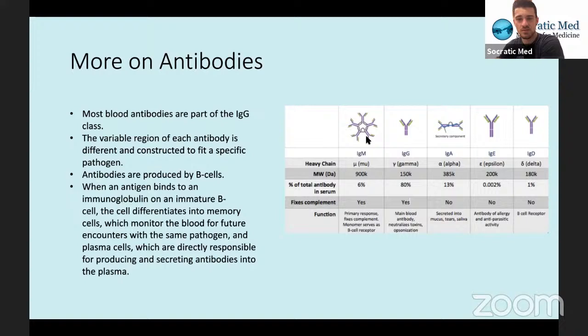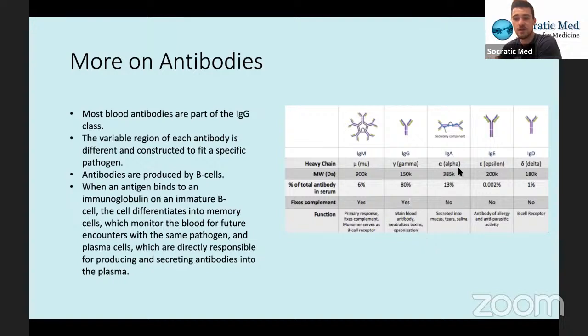Really the most important thing is just to understand that antibodies are separated into 5, and it would probably be worth your while to at least recognize that IgG is the main one that we deal with. But I would definitely try to commit these functions to memory as well. So IgM, the primary response, fixes complement, monomer serves as a B cell receptor. They are mostly B cell receptors, IgM antibodies. IgG antibodies are the ones that we're probably going to be talking about for the entire time. They're sort of like the prototypical antibody. They neutralize toxins, opsonization.